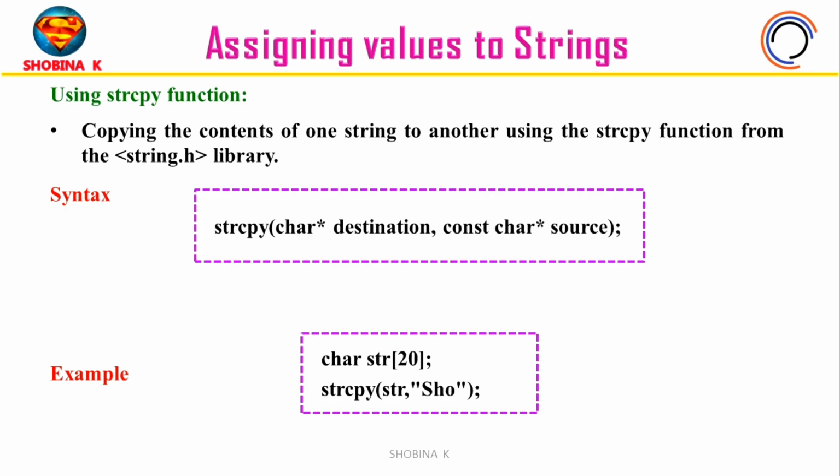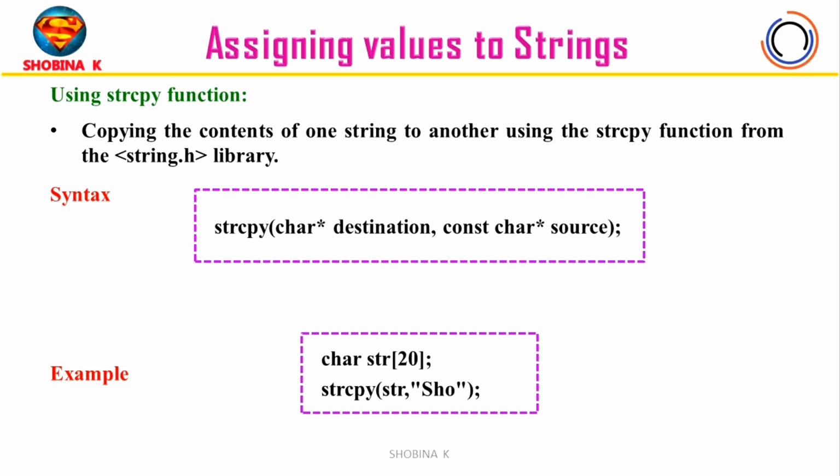Here we declared a character array named str with a capacity of 20 characters, and next we use the string copy function to copy the content of the string sho to the character array str. The string copy function copies each character of the source string sho to the destination array str until it encounters the null terminator. The null terminator is also copied to the destination array. So after executing this code, the character array str will contain the string sho followed by the null terminator. The array str will have a length of 4 characters including the null terminator. And these are the most common methods used.